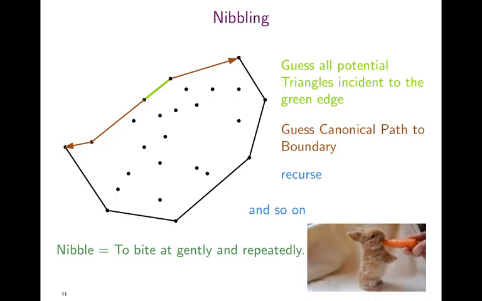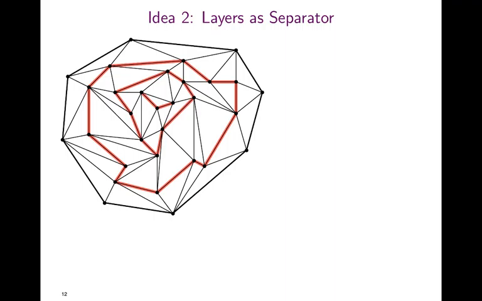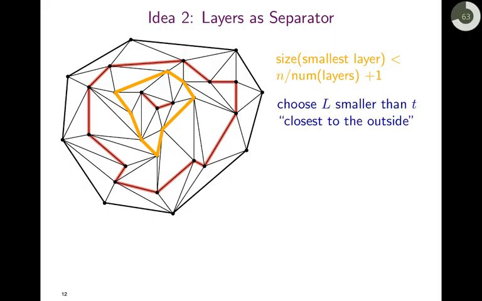Okay, so now I want to come to the second algorithmic idea, namely using layers themselves as separators. So as I said, if we have few layers, then these paths are really good. But what happens if you have a lot of layers? Well, if you have a lot of layers, then one of those layers is going to be small by the pigeonhole principle, right? So if I have here 1 million layers, then one of them has size n divided by 1 million, and that's going to be small. Okay, and then we use this one.